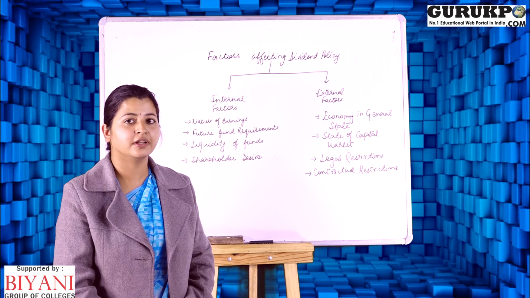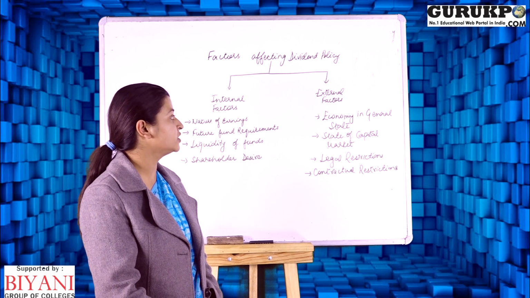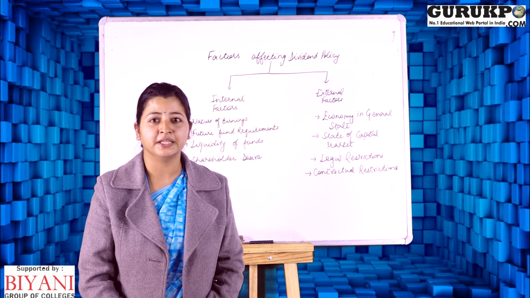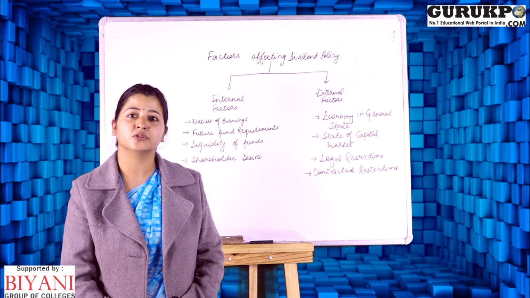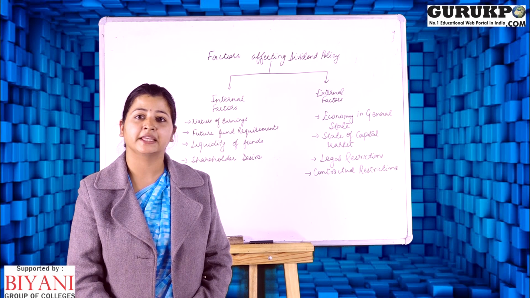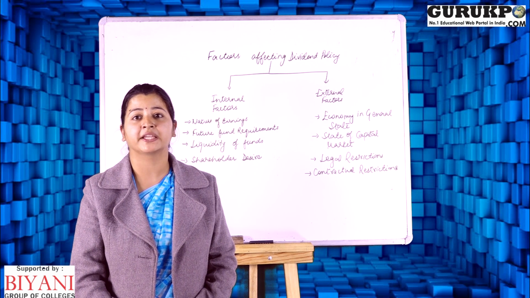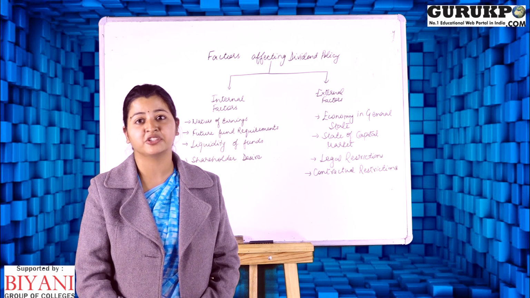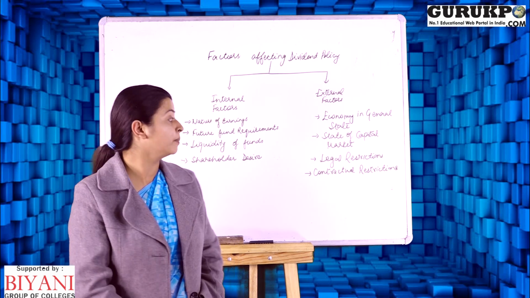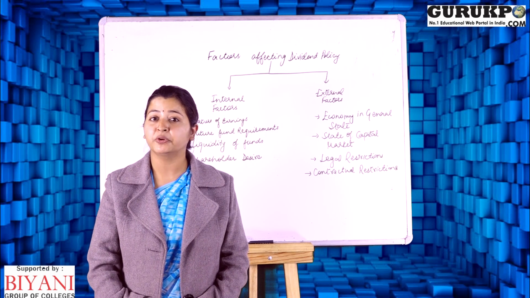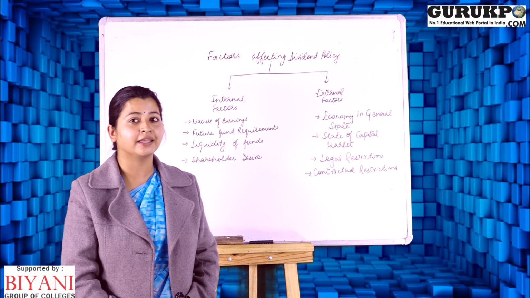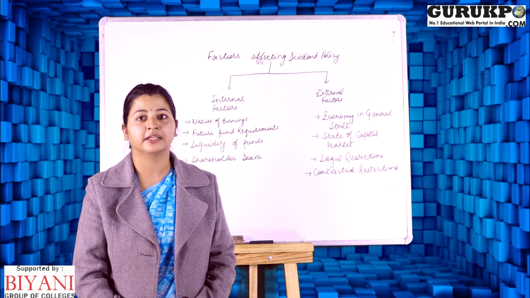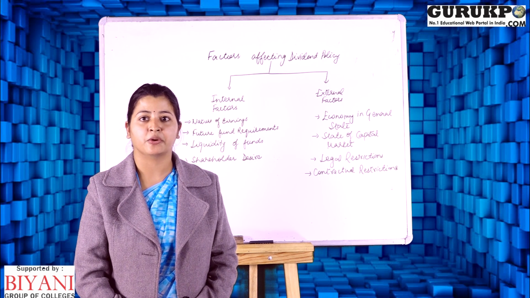The next external factor is the state of the capital market. New and small companies are not able to get into the capital market and cannot get loans from the capital market very easily, so they are not able to pay a high rate of dividend to their shareholders. But companies whose reputation is very high can easily get loans from the capital market and can give dividend to their shareholders.